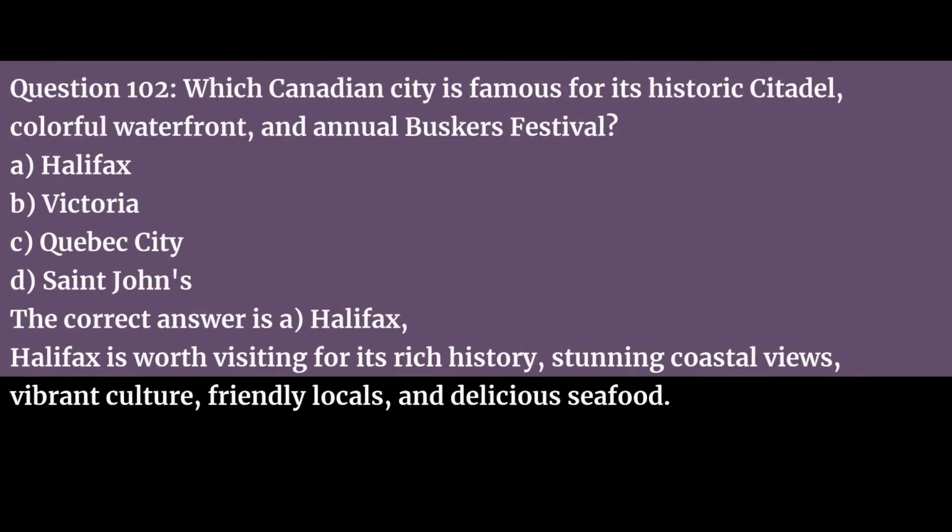Question 102. Which Canadian city is famous for its historic citadel, colorful waterfront, and annual Buskers Festival? A. Halifax. B. Victoria. C. Quebec City. D. St. John's. The correct answer is A. Halifax. Halifax is worth visiting for its rich history, stunning coastal views, vibrant culture, friendly locals, and delicious seafood.